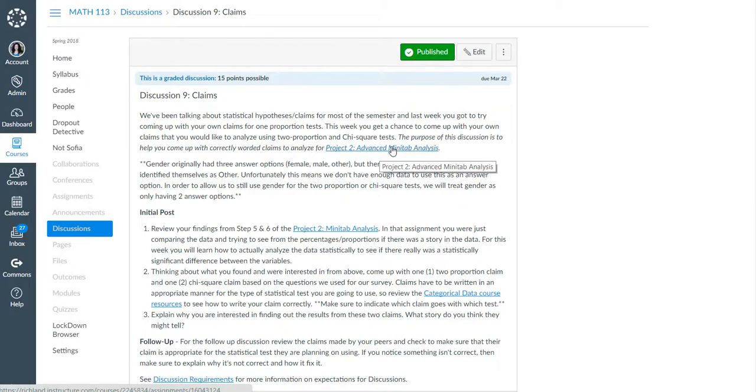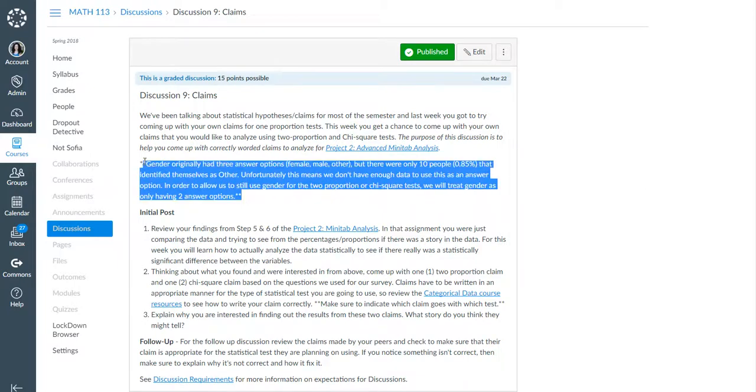To do this, you're going to have to come up with two claims, a two proportion claim and a chi-square claim. The whole purpose of this discussion is to make sure that you've got claims that will work with the data, to help you with the project for the advanced Minitab analysis. Something really important is this right here.